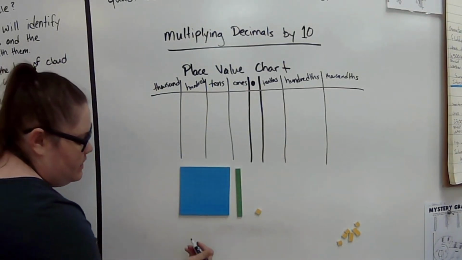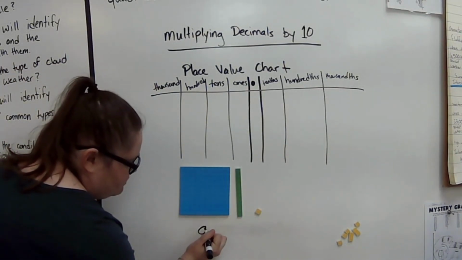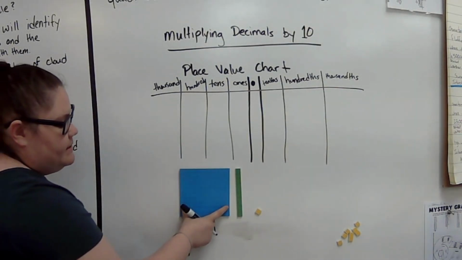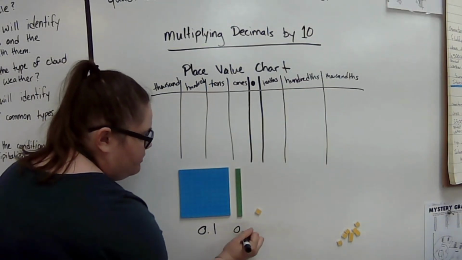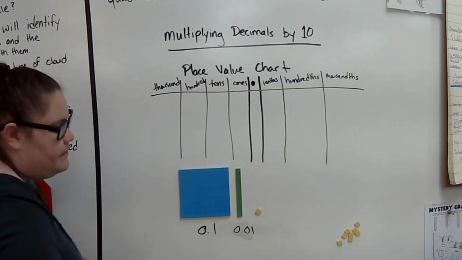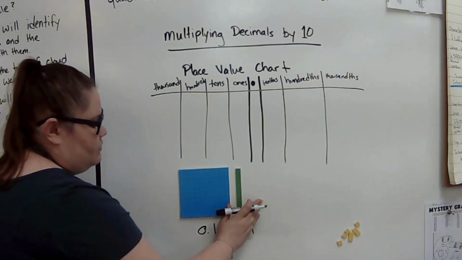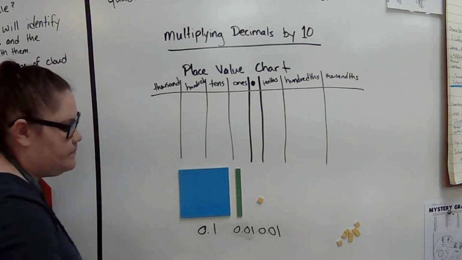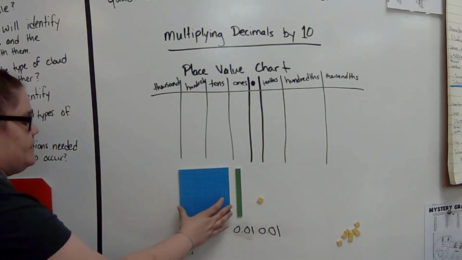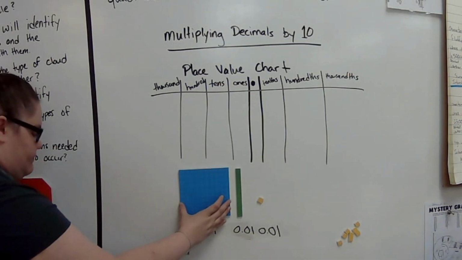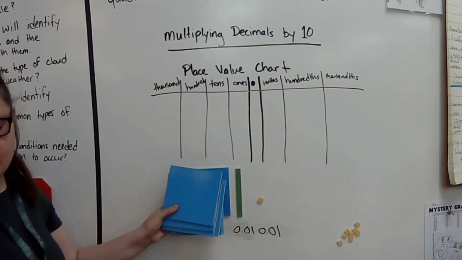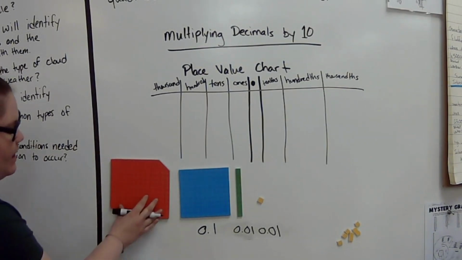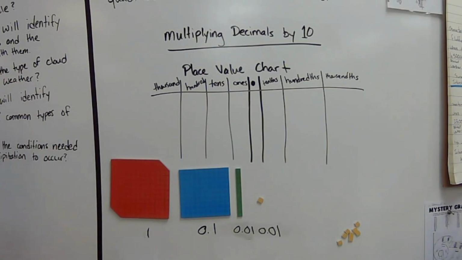My flat is now going to represent 1/10. If I broke it apart into 10 pieces, one of the rods would be worth 1/100. If I broke the rod apart into my little squares, this one would now represent our 1/1,000s. If I was working the other way and I had 10 of the flats, I could exchange the flats for the cube, and that would represent one whole.